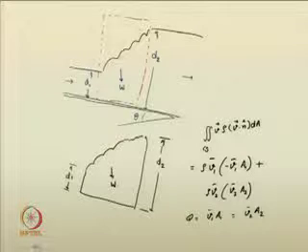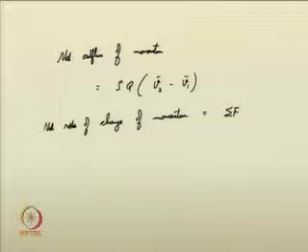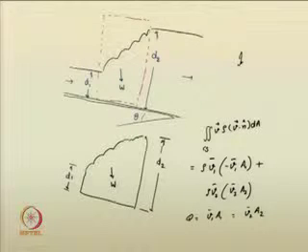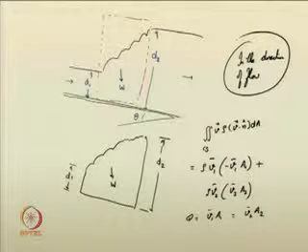So, I can write the net outflux of momentum through the control surfaces is nothing but rho into discharge into V2 minus V1 bar. The net rate of change of momentum is equal to the net force in the control volume, for example, in the direction of flow. So, in the direction of flow, let me consider the net force as sigma Fx.